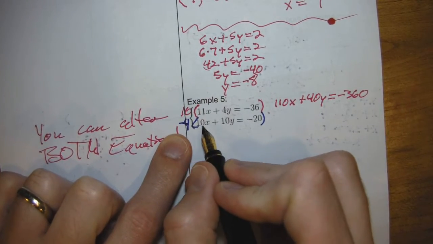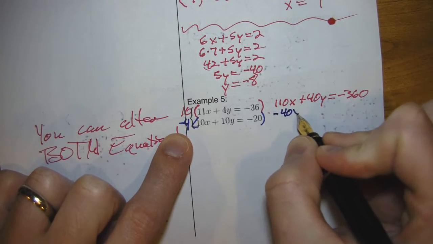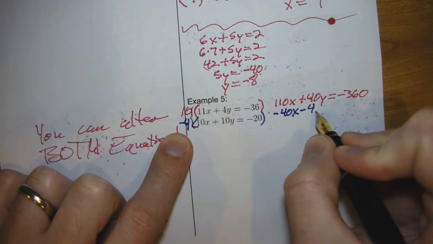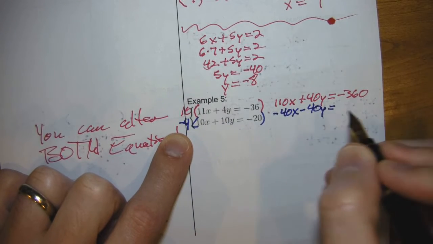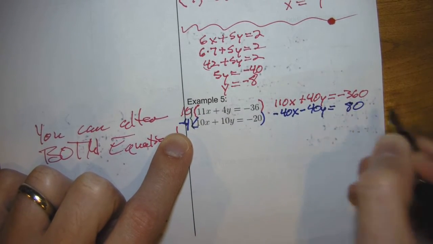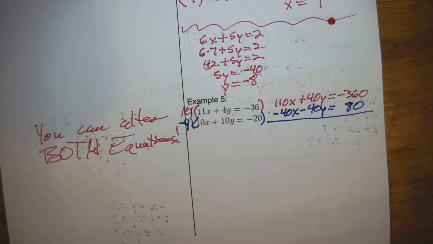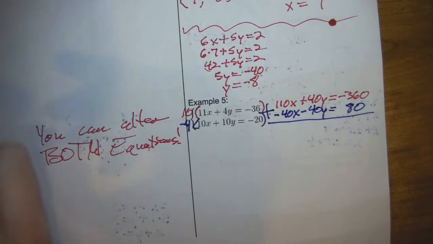So let's do it. Negative 4 times 10 is negative 40x. Negative 4 times 10 is negative 40y. And then negative 4 times negative 20 is positive 80. There we go. All right, so now that we've rewritten everything, now we can start adding them together. All right, so let's start that addition process. And again, be careful with the negatives, folks. We don't want to do something silly.